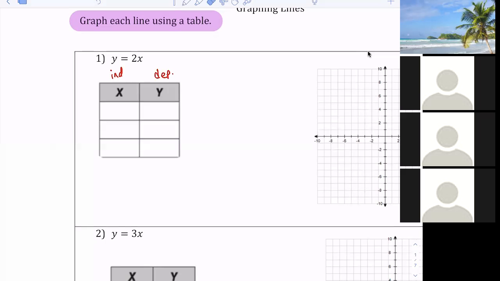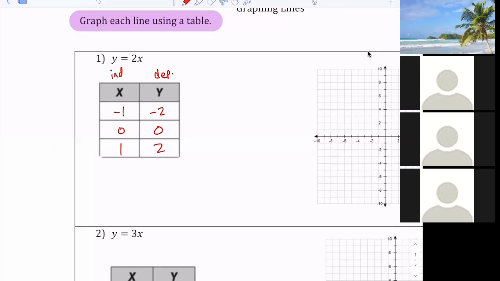I'm going to let X be three numbers, -1, 0, and 1 every time. So I'm going to put -1, then I'm going to put a 0, then I'm going to put a 1. Now everybody knows I can plug -1 in for X. What's -1 times 2? -2. What's 0 times 2? And what's 1 times 2?